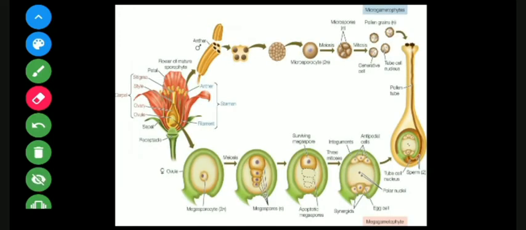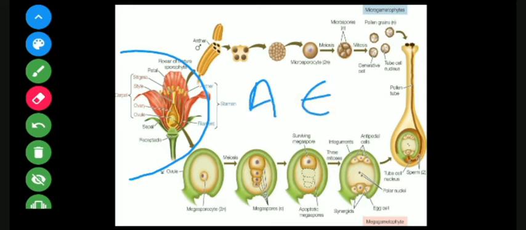See, this is a part where you can see the flower. The flower is having the accessory whorl and essential whorl. If you remember, I have explained that accessory whorl is those part which helps in sexual reproduction, called as calyx and corolla. Can you see here the green part? That is a calyx. And the attractive colored reddish part is called as corolla or the petals. Both these parts are called as an accessory whorl which helps in sexual reproduction.